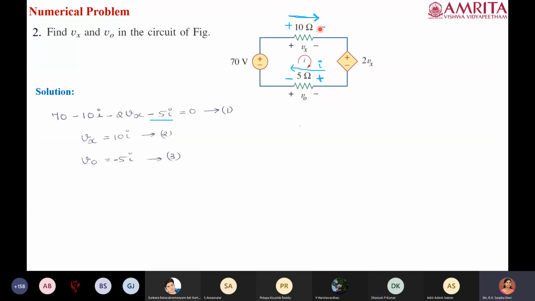Yes, ma'am. For Vx you took plus 10I, but for V0 why minus 5I? Sorry? For Vx you took plus 10I, ma'am, but for V0 why didn't you take 5I instead of minus 5I? That's what I'm telling, no?